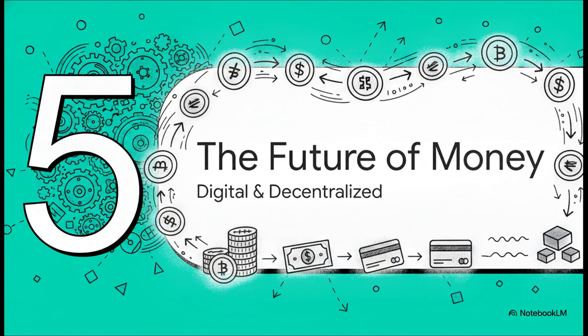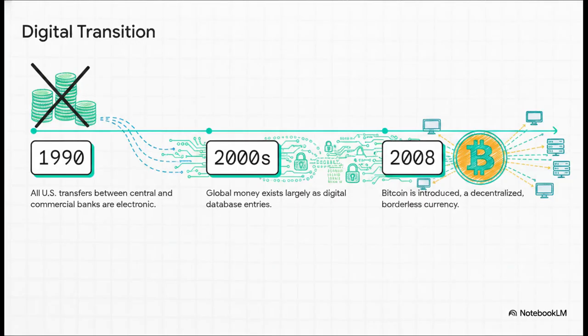Section 5. The future of money, digital and decentralized. As we've seen, money is really just a technology for tracking value. And like all technologies, it's evolving rapidly. A recent history shows a massive shift from physical coins and paper to purely digital ledgers. By 1990, all U.S. transfers between central and commercial banks were completely electronic. By the 2000s, the vast majority of all global money existed solely as digital database entries.